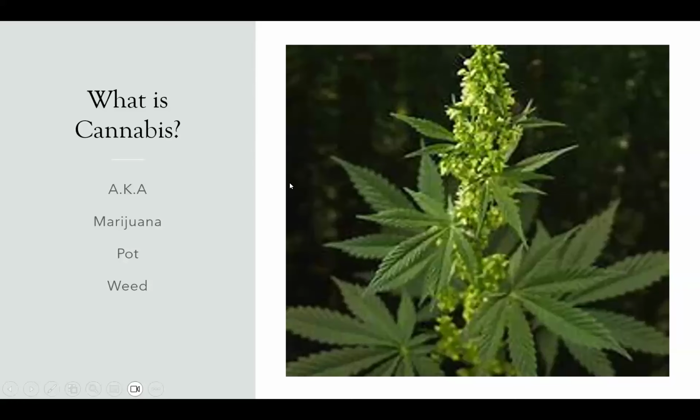What is cannabis? It's also known as marijuana, pot, weed. It has a lot of different fun names. This is an image of the plant, the leaves, the buds. You can see it all there.